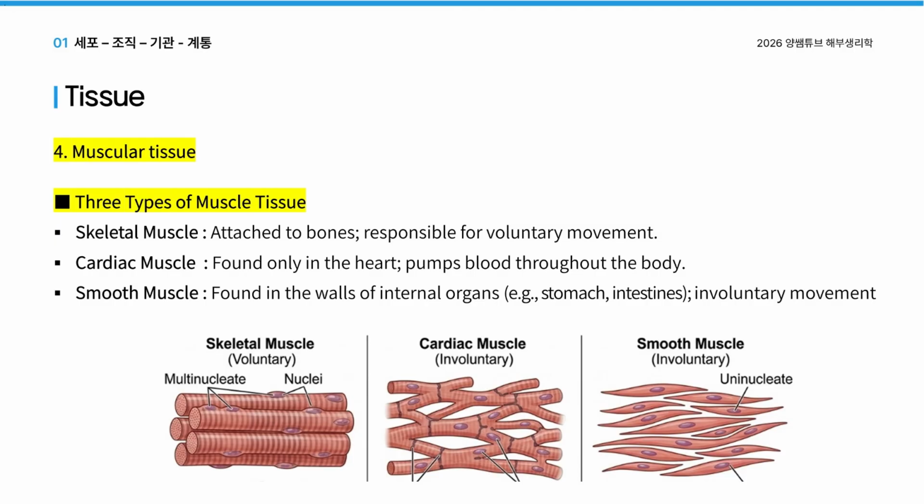1. Skeletal muscle. These are attached to your bones and are responsible for voluntary movement, the movements you consciously control. 2. Cardiac muscle. Found only in the heart, it works tirelessly to pump blood throughout the entire body. 3. Smooth muscle. Located in the walls of internal organs like the stomach and intestines. It handles involuntary movement, meaning it works automatically without us thinking about it. In the next slide, we'll compare the key features of skeletal, cardiac, and smooth muscle. This is a very important section, so please stay focused.